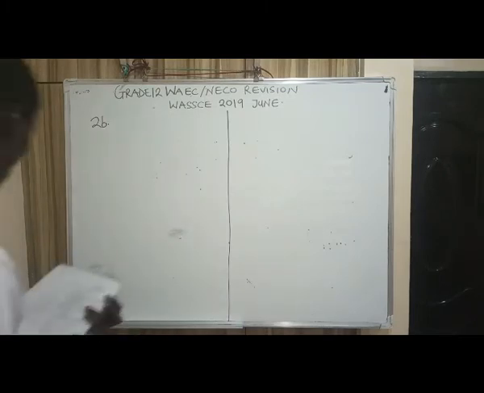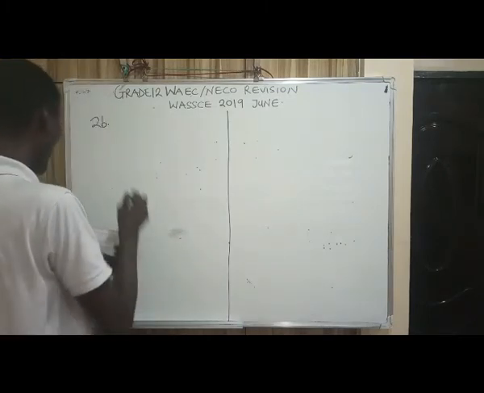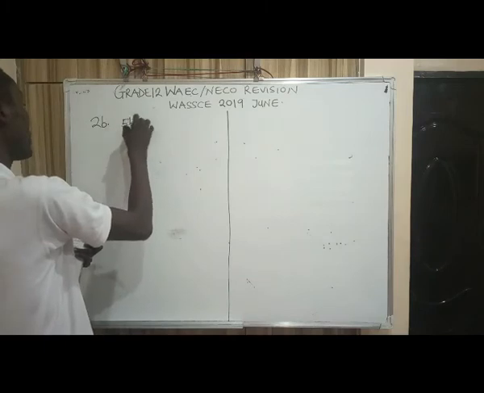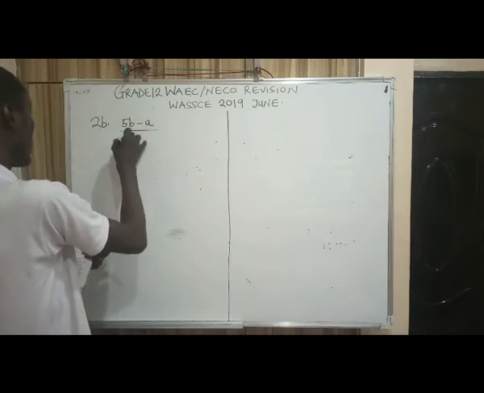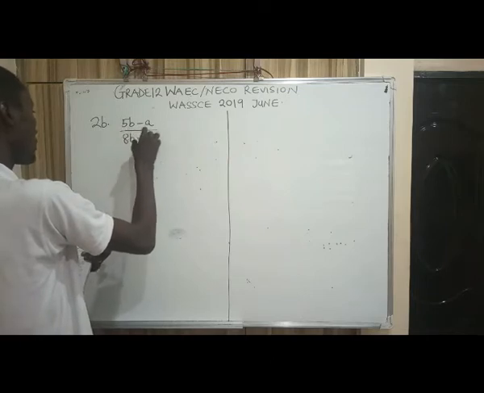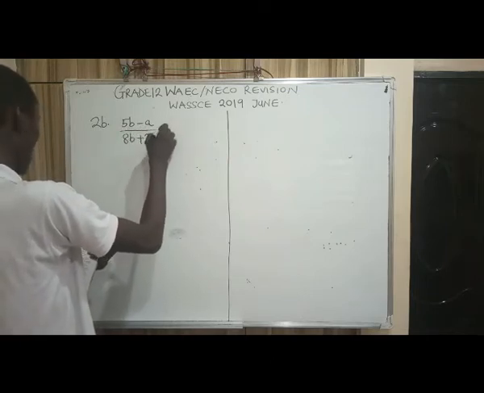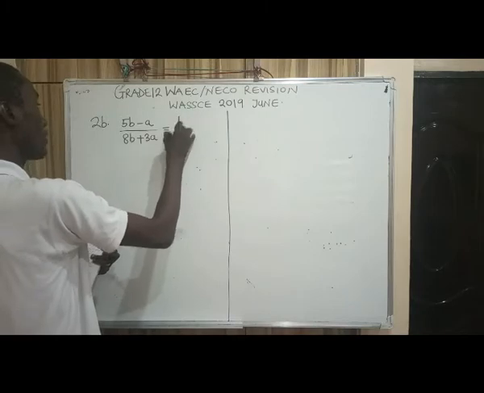So let's look at question 2b. In question 2b, we have that 5b minus a over 8b plus 3a is equal to 1 over 5.